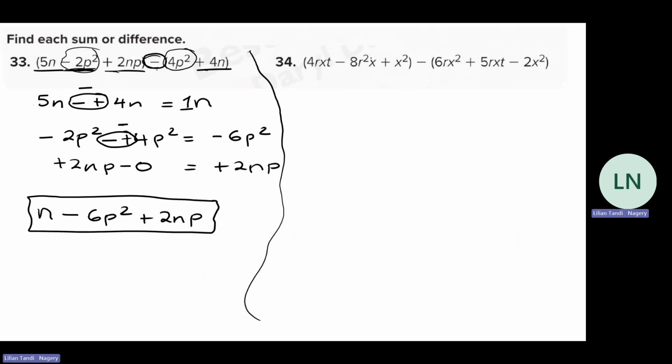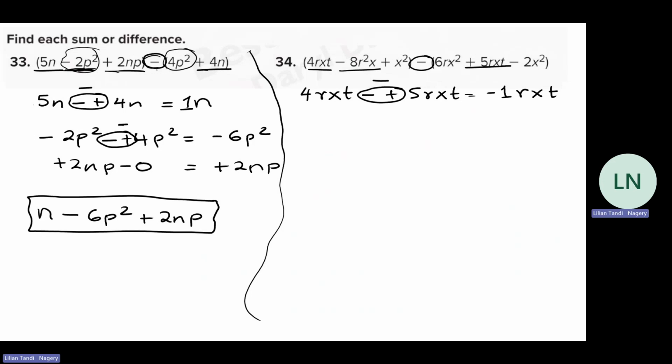Now, let us solve this. RXT, RXT, and we are subtracting. So 4RXT positive minus positive 5RXT. This becomes negative, and 4 minus 5 is negative 1 RXT.